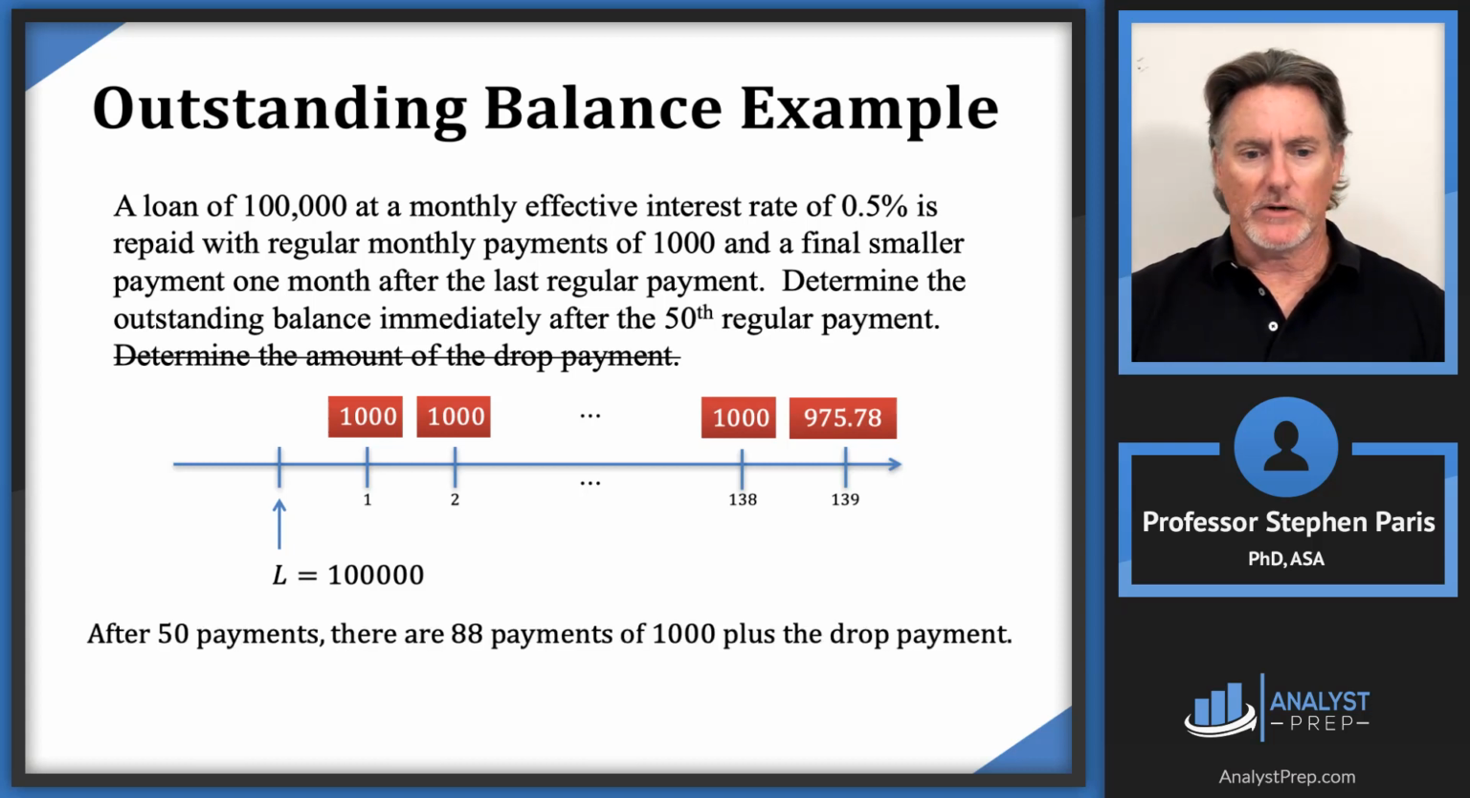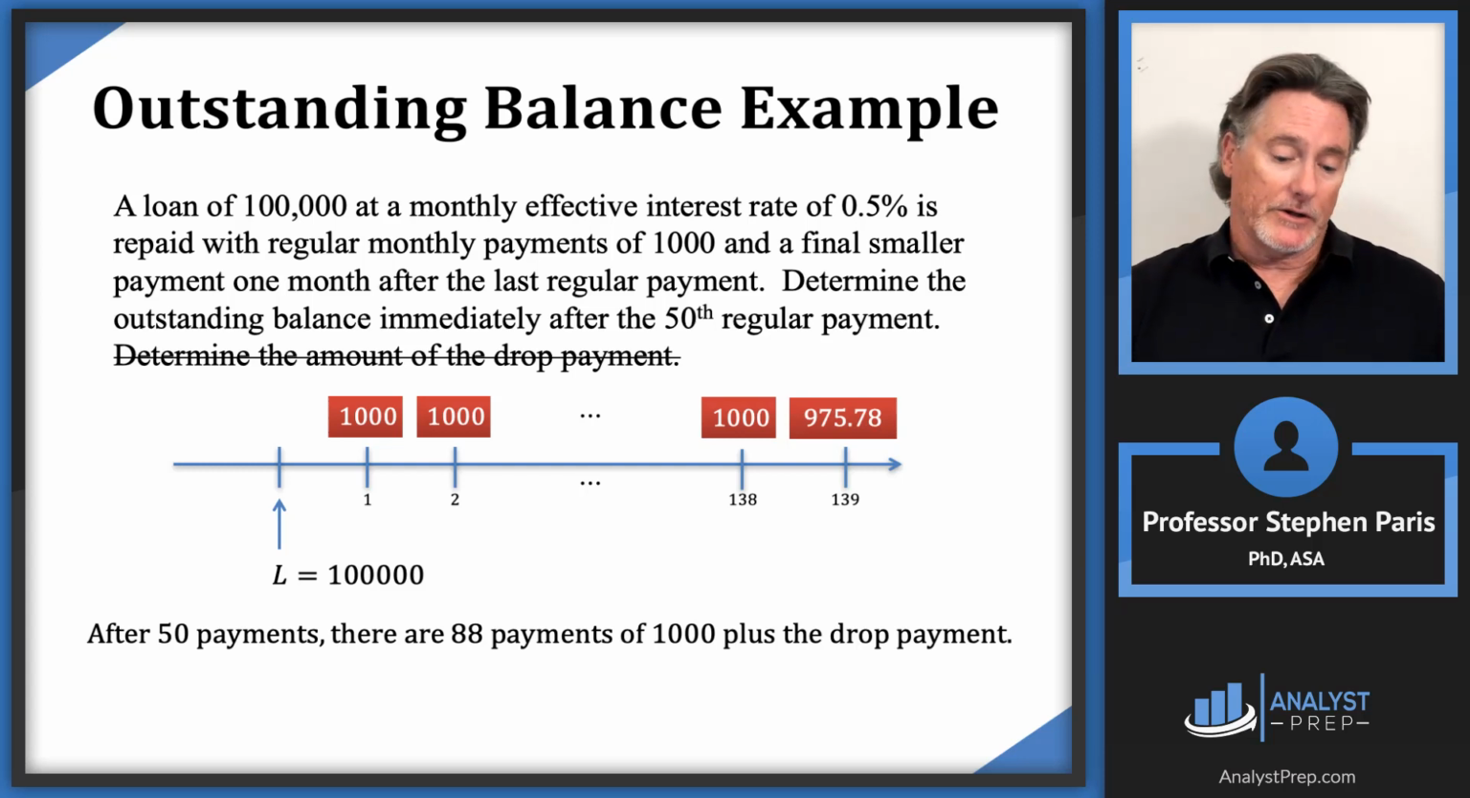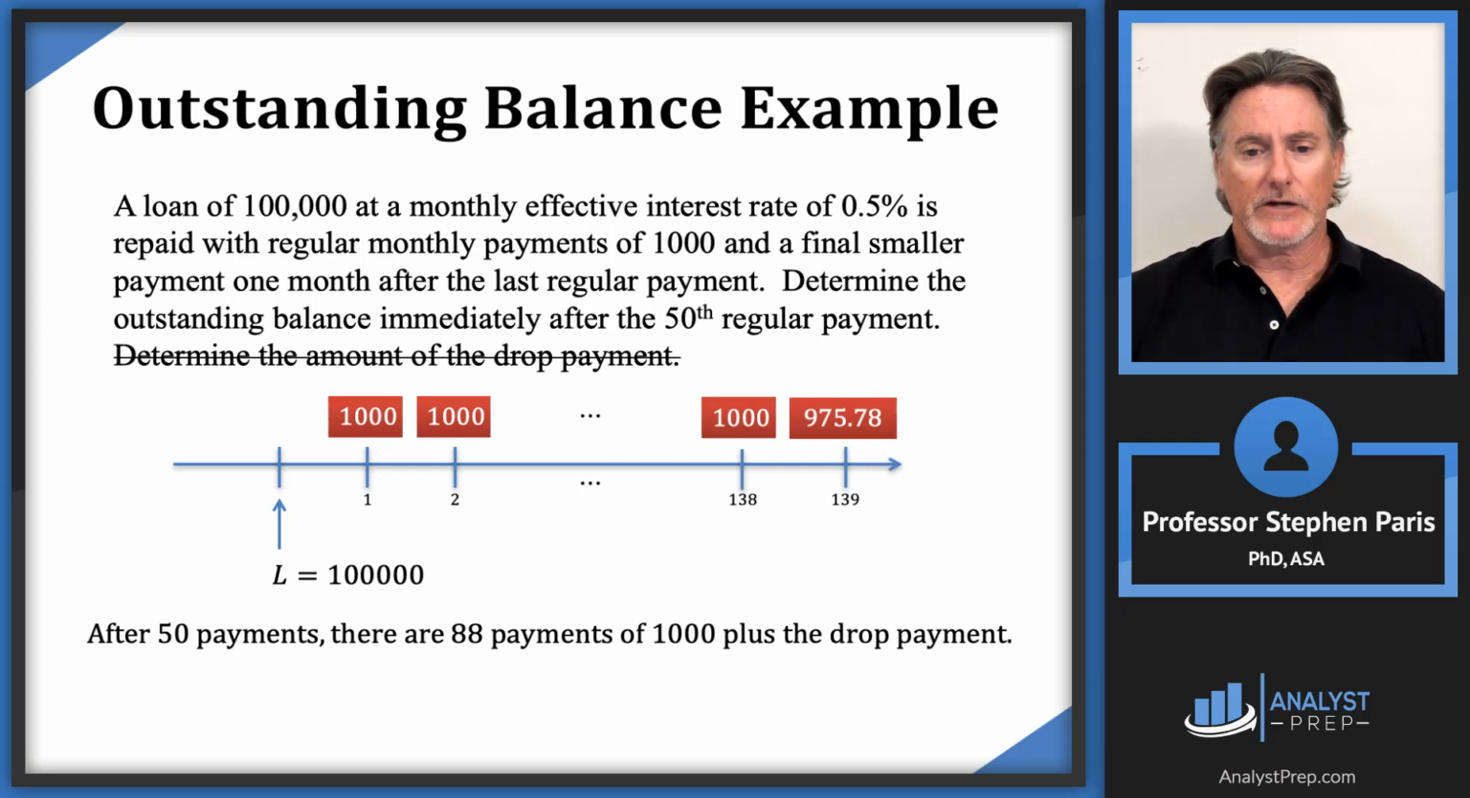After 50 payments, or at time 50, I still have 88 payments of 1,000 because I've got 138 total payments of 1,000. So after 50 of them, I still have 88 payments of 1,000 plus that drop payment of 975.78. So prospectively, then, I have the information. It took me more time to get this extra information, namely that the amount of the payment at time 139, that drop payment, is 975.78.